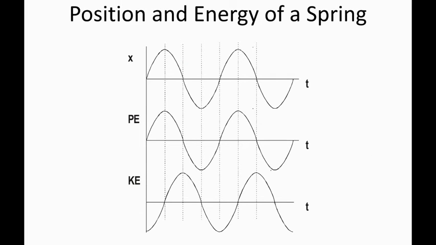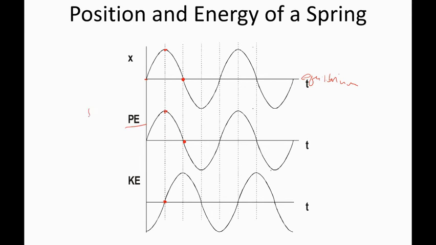So when I'm looking at the positions of energy on a spring, here I'm looking at my displacement. So I'm at equilibrium, I'm at my maximum displacement. At my maximum displacement, I have my maximum potential energy and my minimum kinetic energy. At my minimum or my equilibrium position, I am going to have 0 potential energy.